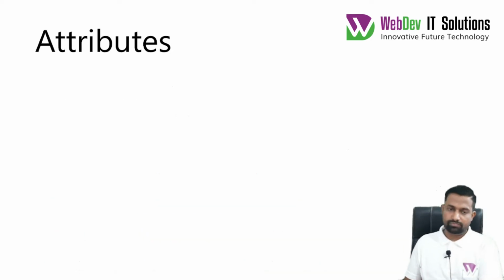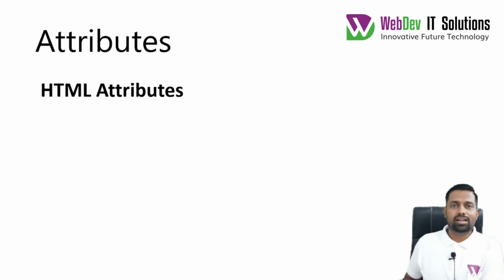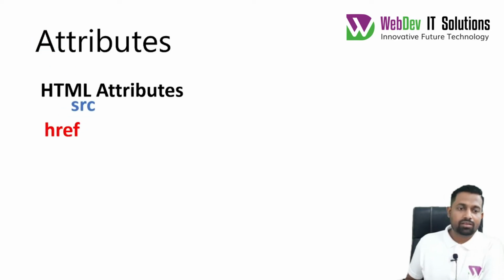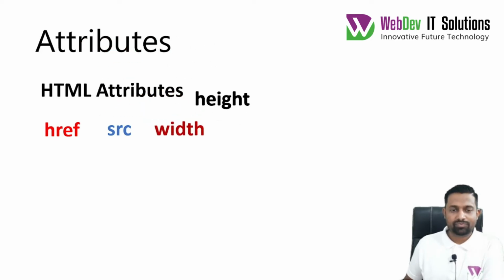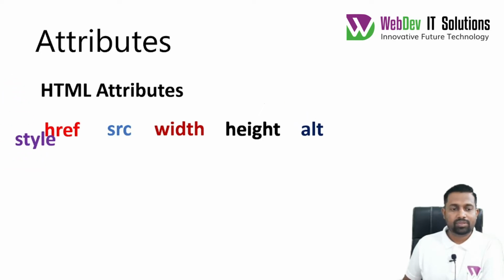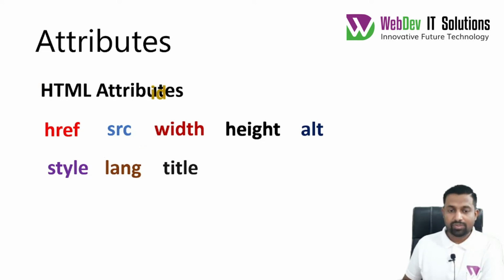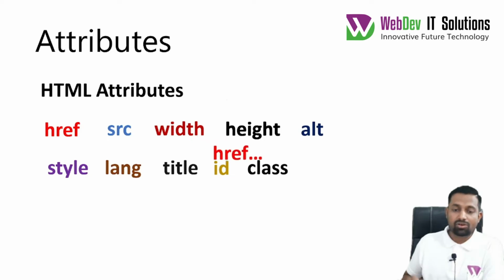There are many types of attributes: href attributes, src attributes, width attributes, height attributes, alt attributes, style attributes, lang attributes, title attributes, id attributes, and class attributes. Now we are done with session 2.